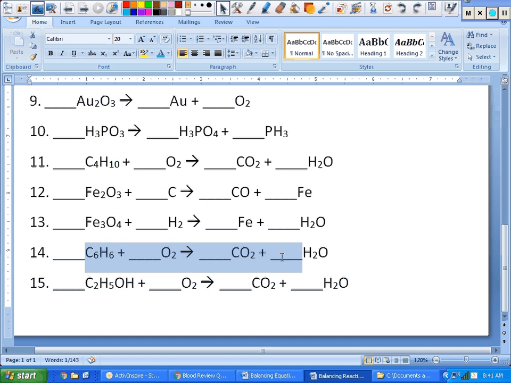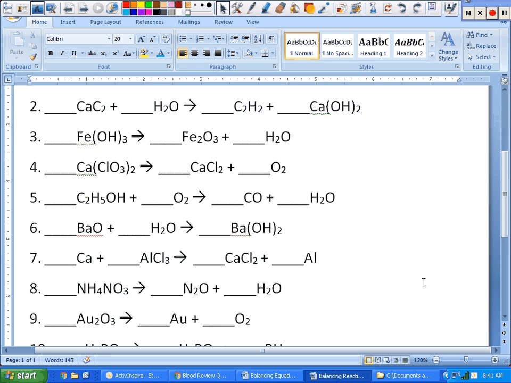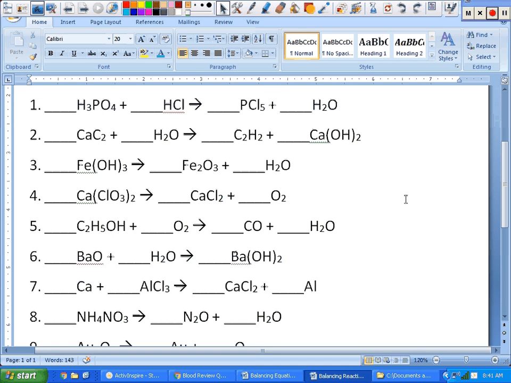All right, start with number 1. Remember, save the what and what for last? H's and O's for last. So we're going to start with P. How many P's do you have on the left? 1. How many P's you got on the right? 1. Excuse me. How many Cl's do you have on the left? How many Cl's you got on the right? 5. So where do I put my 5? On the left. Now we've got H's and O's to deal with.